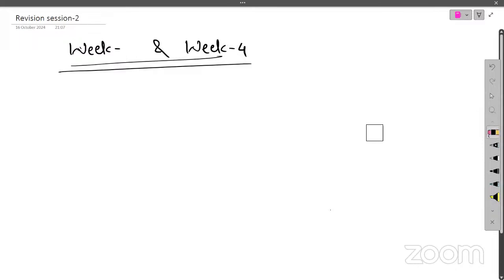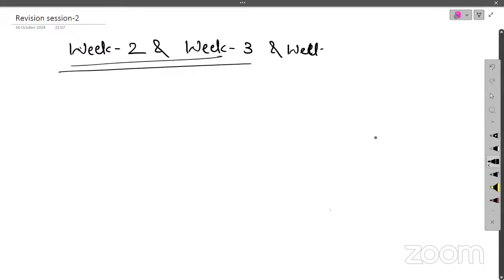So we'll start with the second and third week, and I'll try to cover the polynomials as well. So it's second, third, and then fourth. Although the second week is all about lines, so I don't think it will take much time. It won't take more than half an hour, so we can do all three.